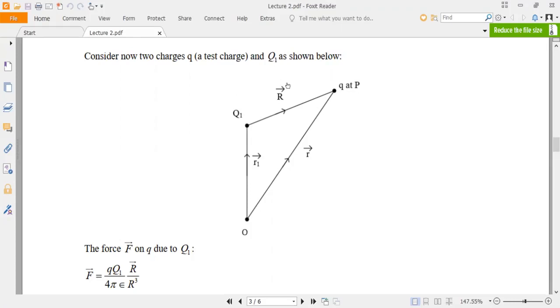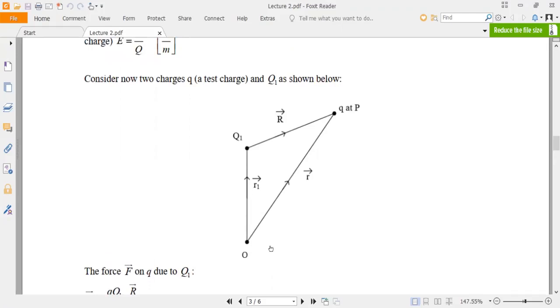Yes, Taha. Doctor, what if I wanted to find the intensity at Q1 position? If you want to find the intensity at Q1 position, let me just complete it, and then I will answer the question. So this is called the electric field intensity.